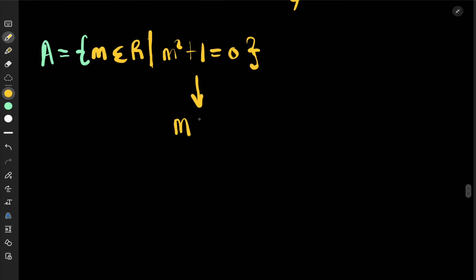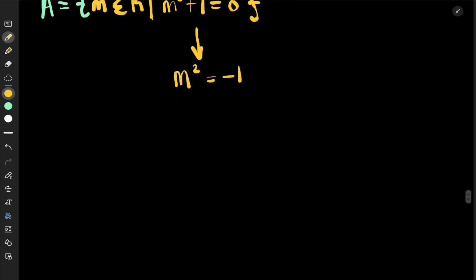Because if it's a quadratic equation, we can solve it. It's a quadratic equation because the highest power is 2. So we can try to solve it. Let's try to solve it. To solve this M squared plus 1, we'll take 1 to the other side. We'll have M squared being equal to minus 1.